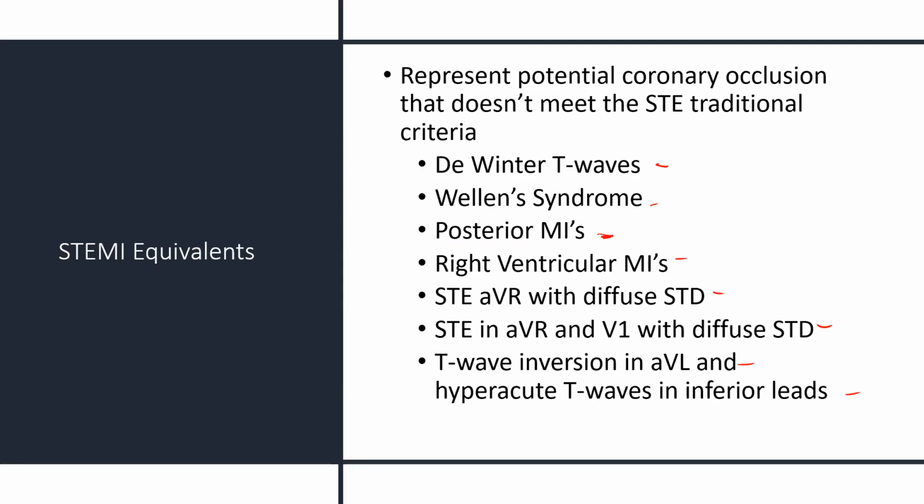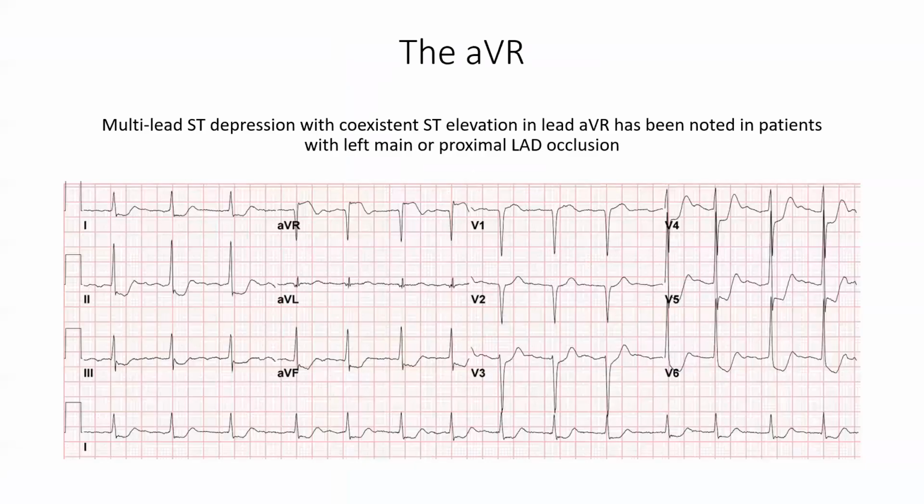And if you're seeing elevation in AVR, I would say you should transmit that and get that reviewed. ST elevation in AVR and V1 with diffuse ST segment depression, that's just another one to consider. T-wave inversion in AVL and hyperacute T waves is another one to be aware of as an equivalent. I won't go into too much detail here because I just really want to go to clinical manifestations, but definitely feel free to take a snapshot of these ones.